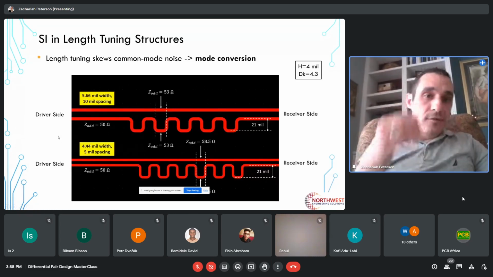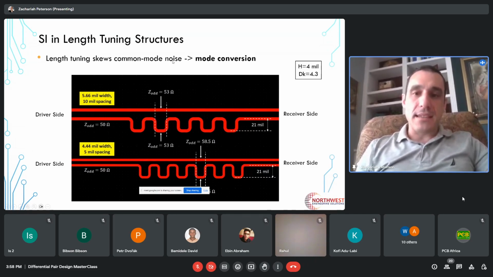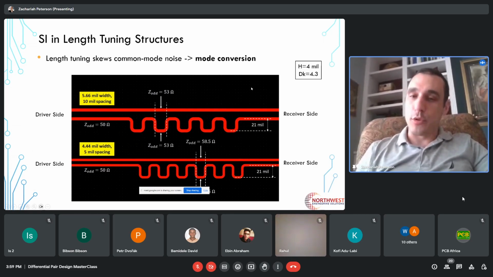So let's look at what happens with the signal integrity in length tuning structures. What happens in length tuning structures is that length tuning skews common mode noise and basically creates something called mode conversion. Here I could replace common mode with differential and you get the exact same thing. Length tuning also skews differential mode signal and turns it into common mode noise. It turns differential mode noise into common mode noise as well.